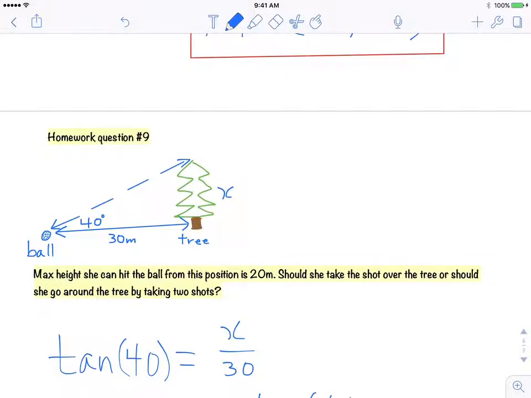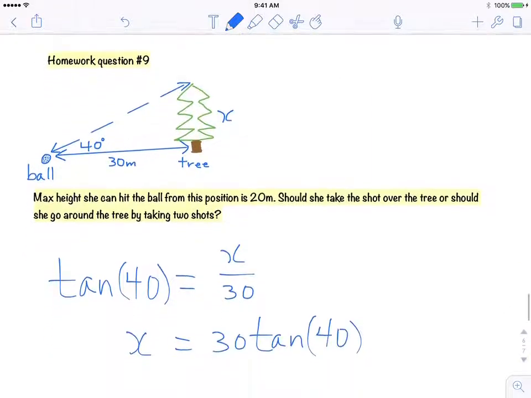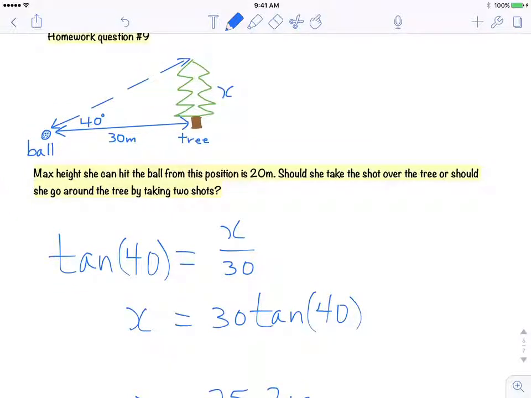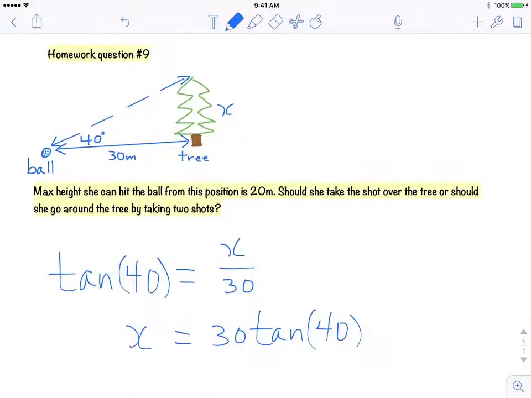All right, so here's an actual homework question, number 9, that you'll be working on, or you won't have to necessarily work on if you can get it done here. The max height question talks about a girl, Cheryl. She is standing 30 meters away from a tree, and she wants to hit the ball. She's not sure if she should hit the ball and go around the tree and take 2 shots, or should she hit the ball and go right over the tree. But she knows with her clubs that the maximum height she can hit from this distance is 20 meters in the air. So she really needs to figure out how high this tree is.